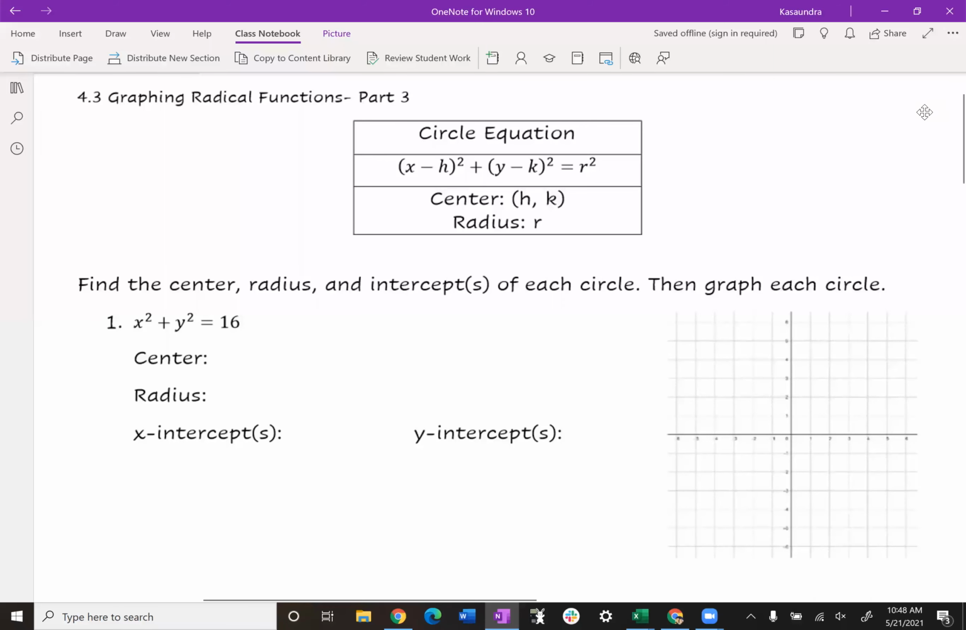All right, hey guys, let's take a look at 4.3 part 3. We're looking at circles today.